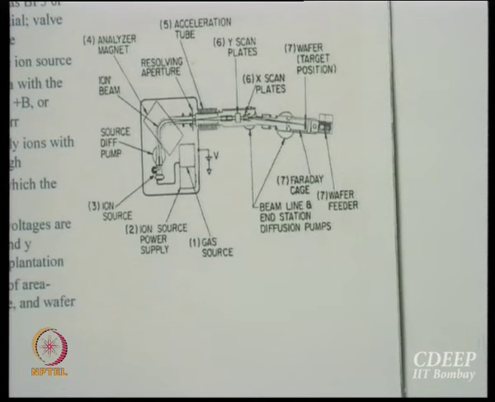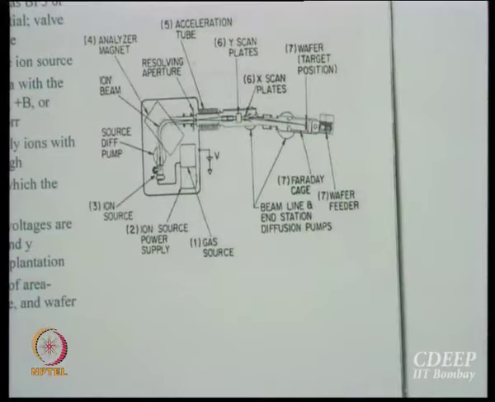Now, since I want only one impurity to come out, that is, I want arsenic to be implanted, the chamber may have all kinds of ions, but I must take out only the one which I want to implant. That is called the mass analyzer. We will see what it is. I must somehow get out of this whole magnetic system only those species which I want. And when it comes out, I accelerate them by large electric fields.